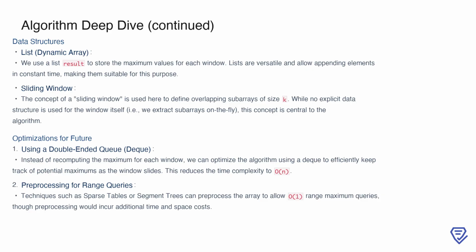Another advanced optimization involves pre-processing the array for range queries using techniques like sparse tables or segment trees. These methods allow for constant time range maximum queries after an initial pre-processing step, though they come with additional space and setup time costs. These optimizations make the algorithm significantly more scalable for larger inputs.